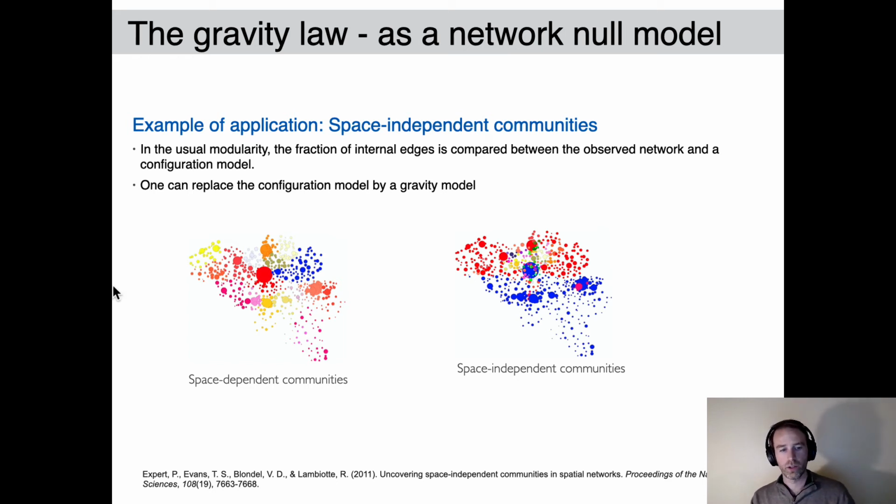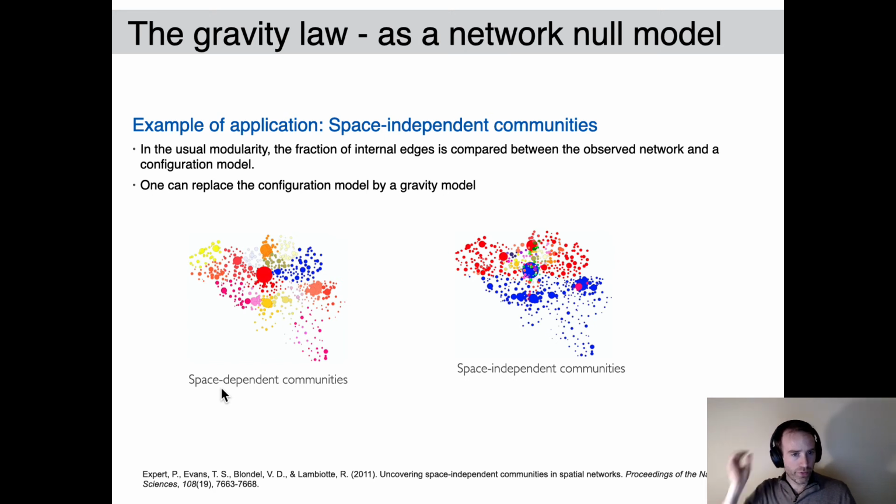And what the authors here proposed is that instead of using the configuration model as a null model, they propose to use a gravity model instead. So they take their original graph, they fit a gravity model on this graph. They use this gravity model as a null model for a modified version of the modularity. And what does this mean? It means that you are actually removing the effect of distance. So this is the result they got.